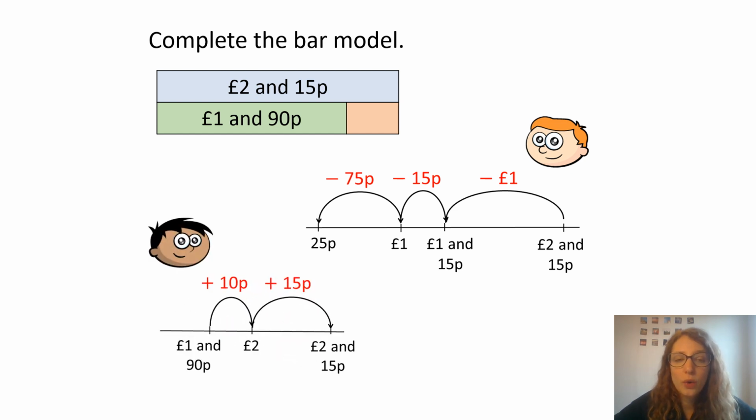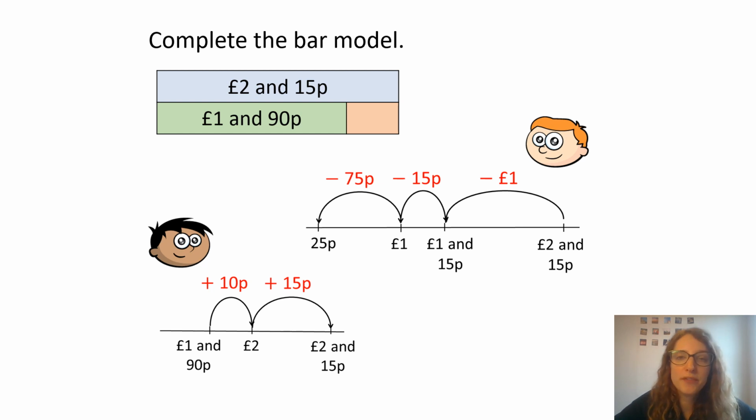Okay, or you can do it how Amar's done it and work out the difference. So starting at £1.90, adding 10p to get to £2, adding 15p to get to £2.50, and the difference is 25p. So you can use either method to get you to the answer. You could either do it like Ron and subtract backwards, or like Amar and work out the difference between the two amounts, counting forwards and adding.